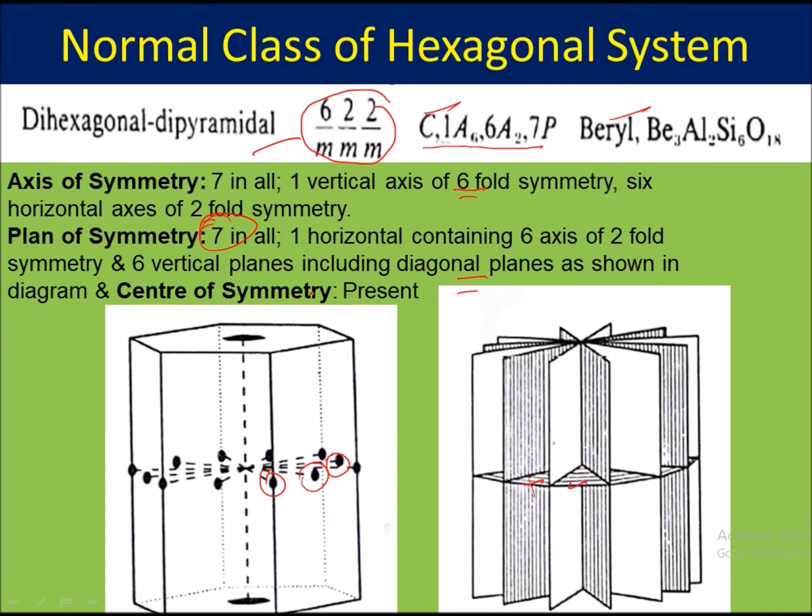Okay, and the center of symmetry is also there. Center of symmetry, because if we select this point and pass through the center of the crystal, we will find a similar point at equal distance. Okay, so the center of symmetry is also there. I hope you understand this concept about the symmetry elements in the normal class of the hexagonal crystal system.